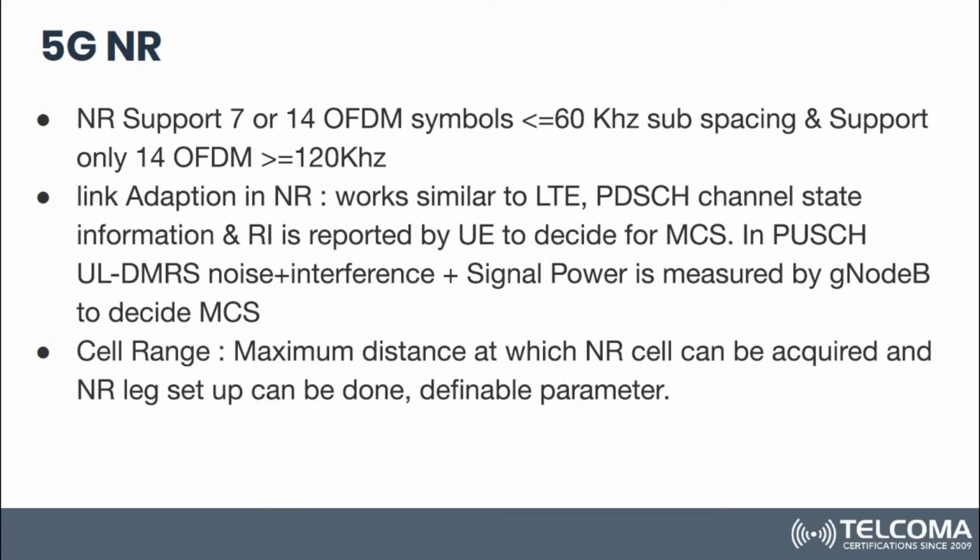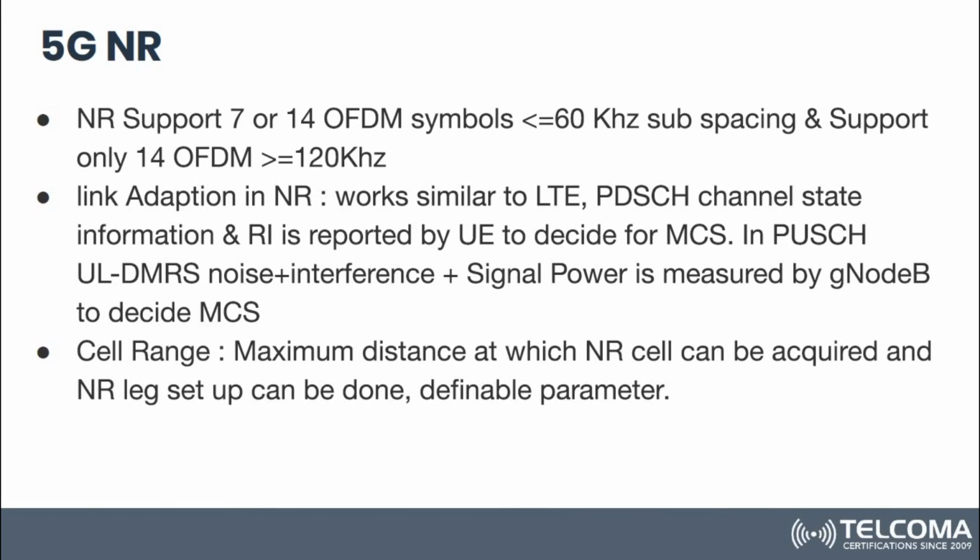5G NR supports three types of band: low band, mid band and high band. If we talk about OFDM symbols, for subcarrier spacing less than or equal to 60 kilohertz, there could be 7 or 14 OFDM symbols. But for subcarrier spacing greater than or equal to 120 kilohertz, there is only one configuration of 14 OFDM symbols. So it depends on what subcarrier spacing we are defining.